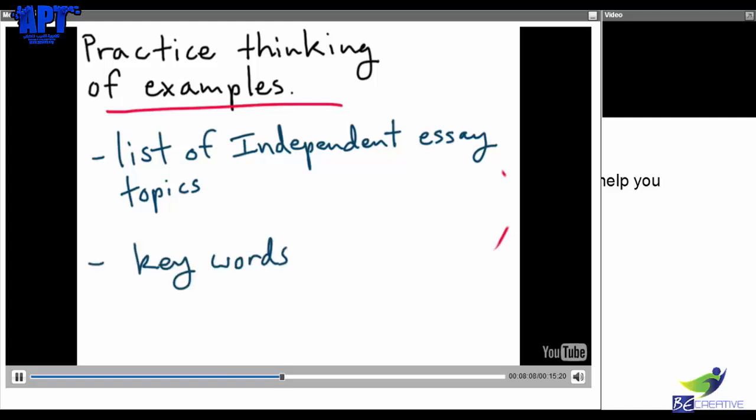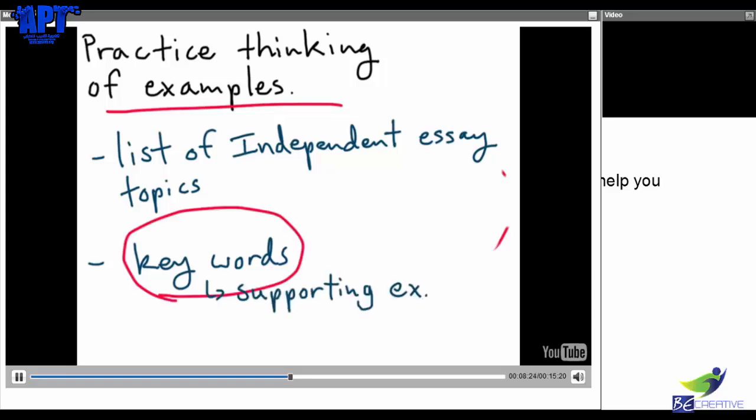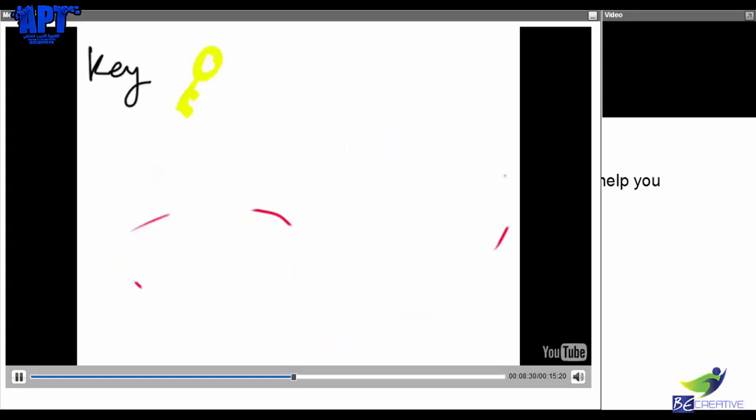Don't go there now. We're going to practice generating keywords. So we're going to take our list of independent essay topics, and we're just going to practice coming up with keywords over and over again for those different independent essay topics, with supporting examples and supporting details. It's a two-step process. I'm going to explain a little better.